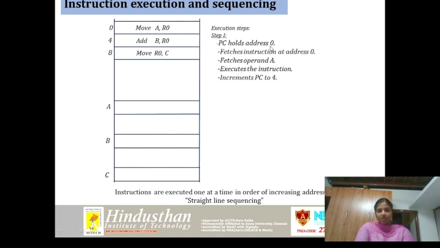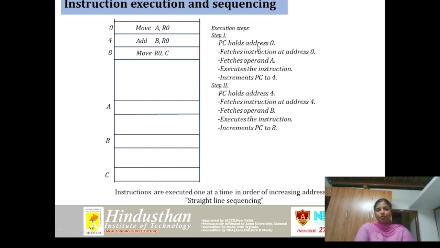The PC holds 0 initially, and then it fetches the instruction at address 0. Address 0 contains the instruction move A comma R0. So this instruction will be fetched. It fetches the operand A, executes the instruction, and increments the PC value to 4, because the next address is 4. So now the PC holds the address 4.